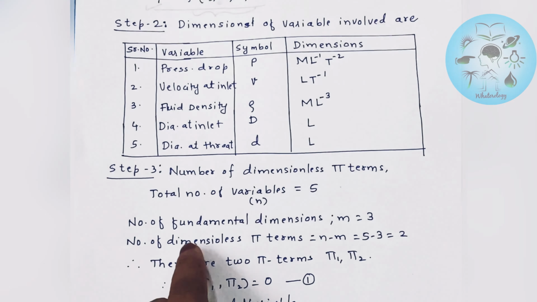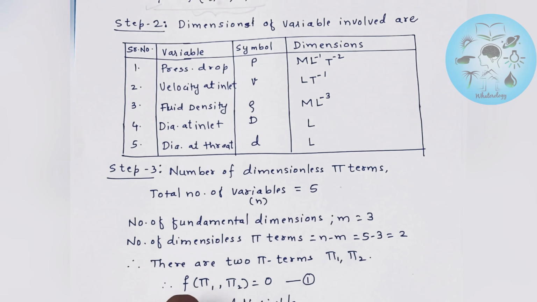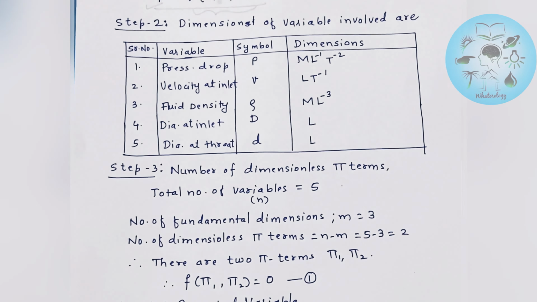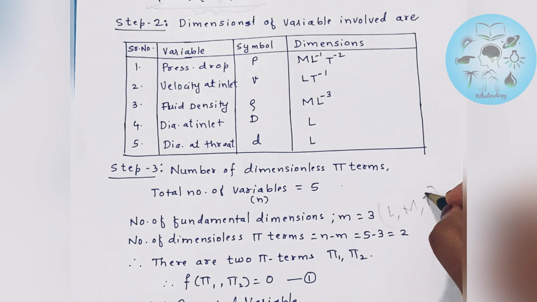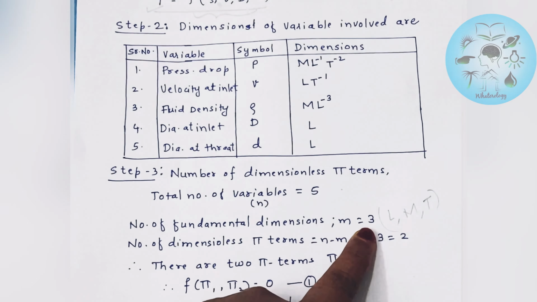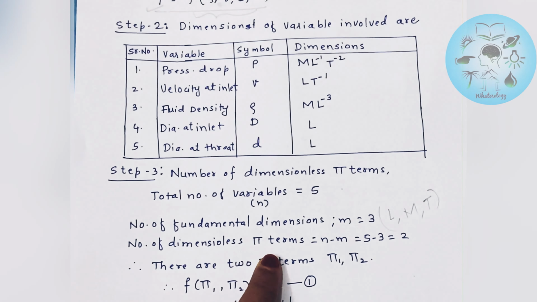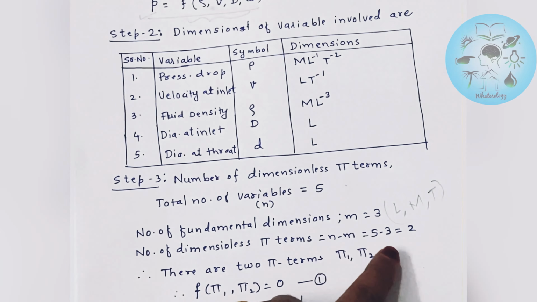Firstly we will write down the total number of variables, which we denote by small n, which is equal to 5, dependent as well as independent variables. Next is the number of fundamental dimensions. For our syllabus we have 3 fundamental dimensions: length first, mass second, and third is time. So these 3 are the fundamental dimensions, which we represent by small m, which is equal to 3. By knowing the small n value and small m value, we can find the number of dimensionless pi terms, and the formula given by Buckingham is n minus m, which comes out to be 2.